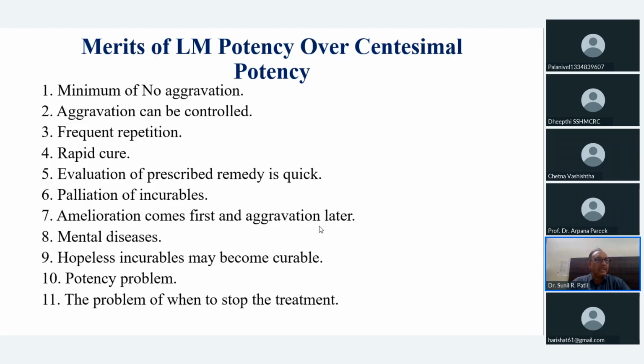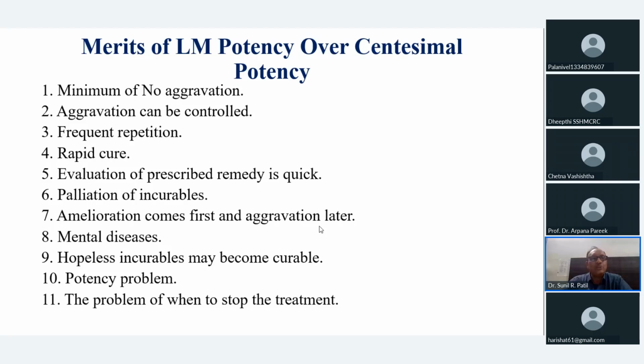It can also be used as a constitutional remedy. When Dr. Pathak practices LM potency, he uses the 30 LM potency, because of the limitation of mental diseases. At that time, Dr. Pathak does the practice by moving directly to the 30 LM potency. Why? I don't know, but these are very easily used, the 30 LM potency. But the Dr.